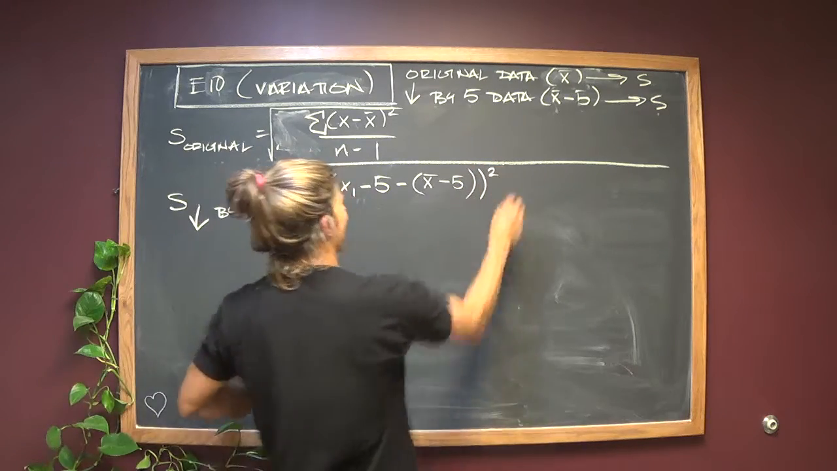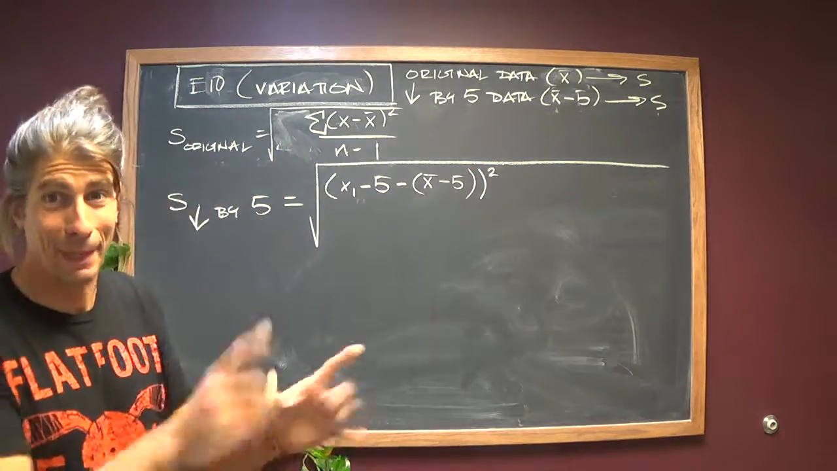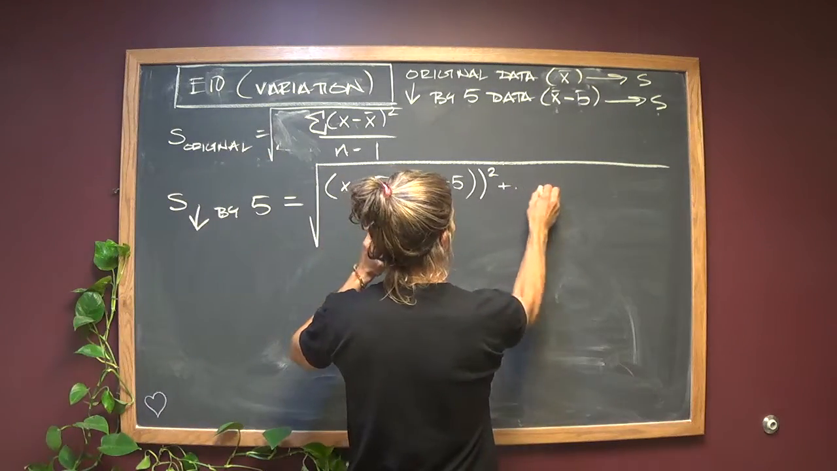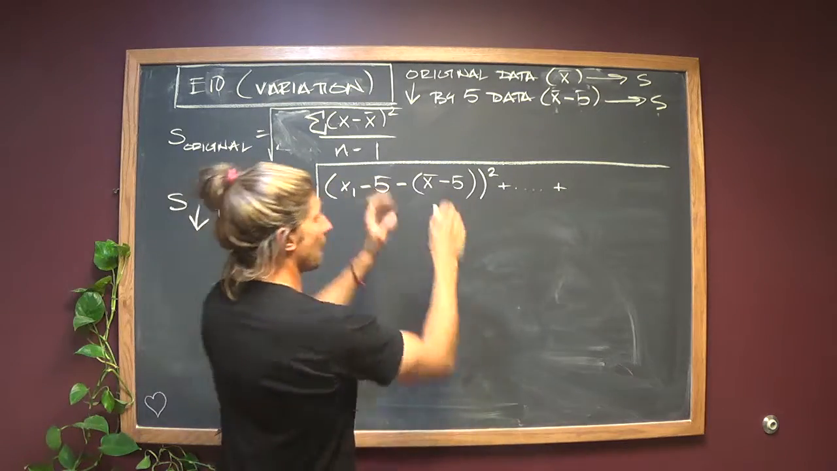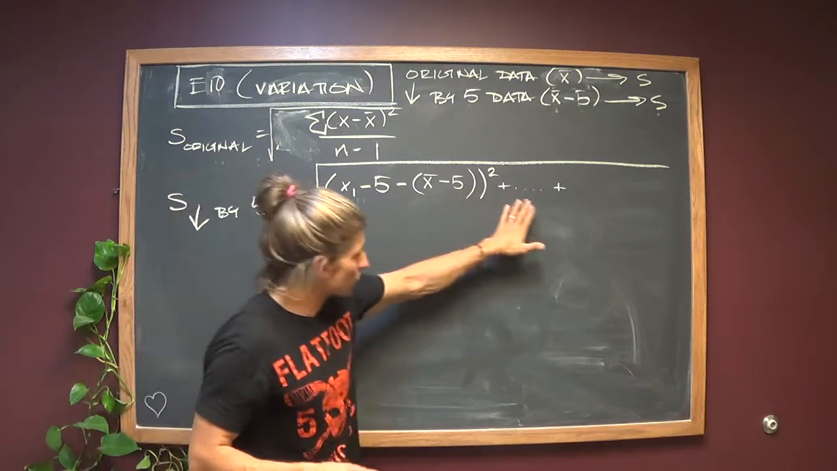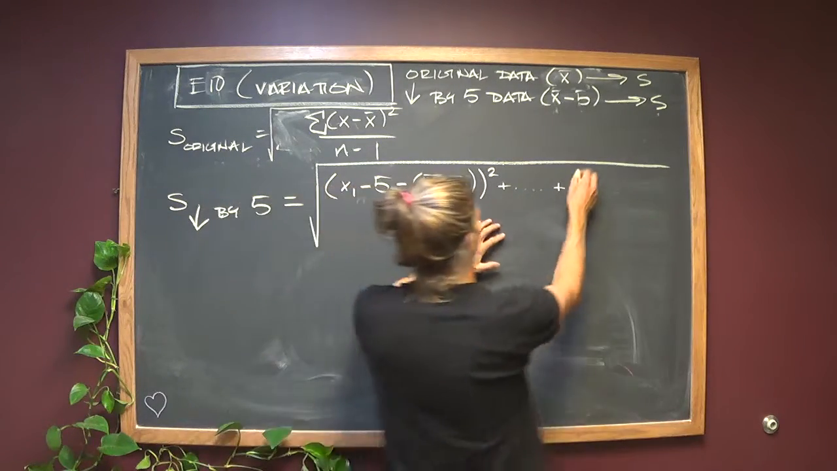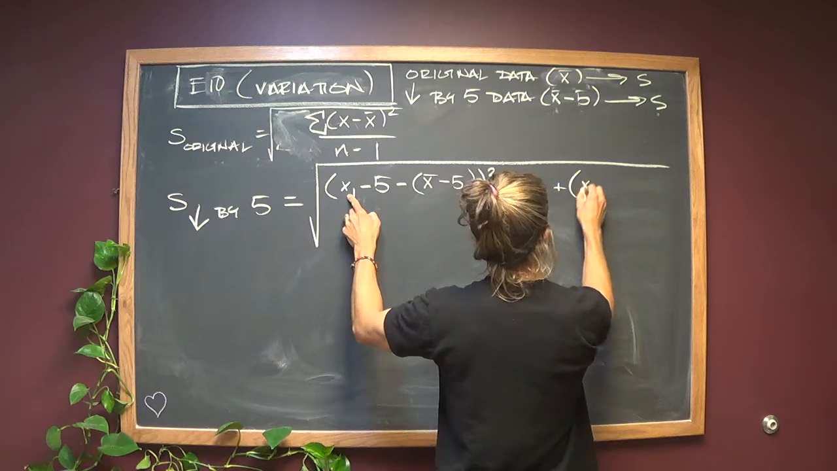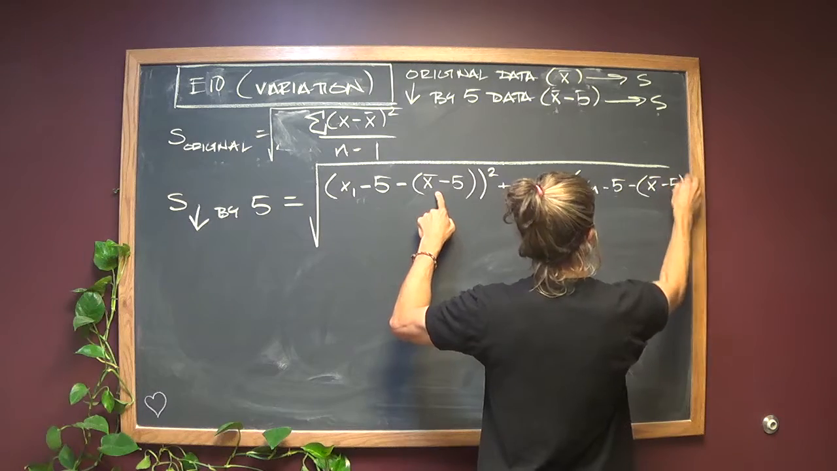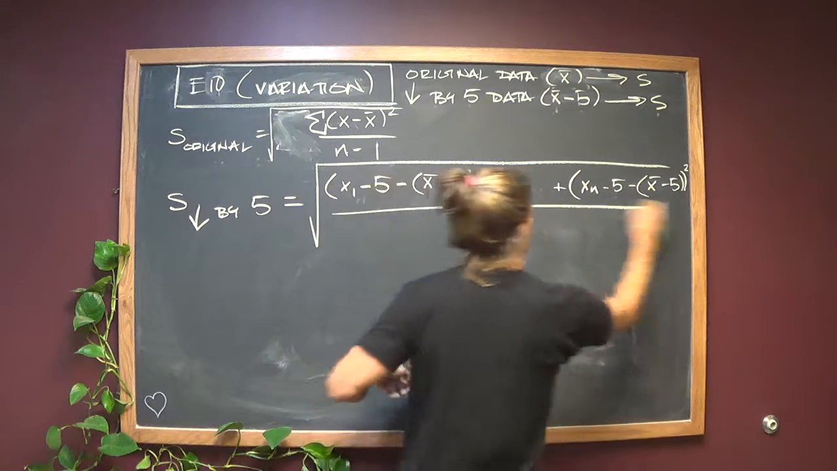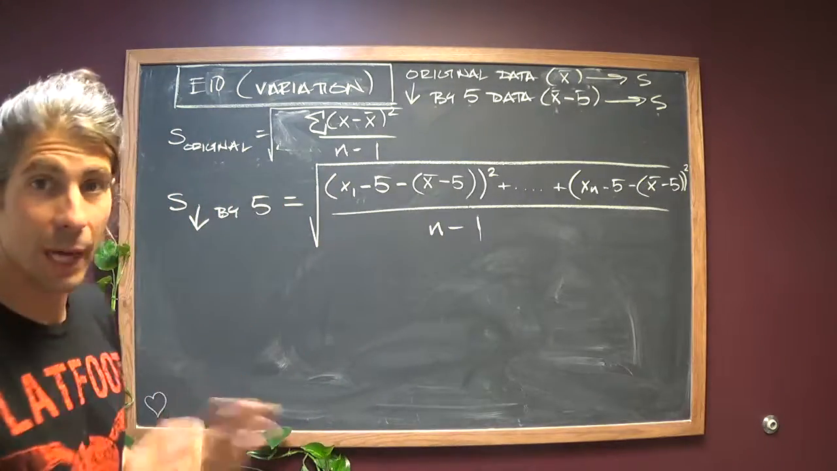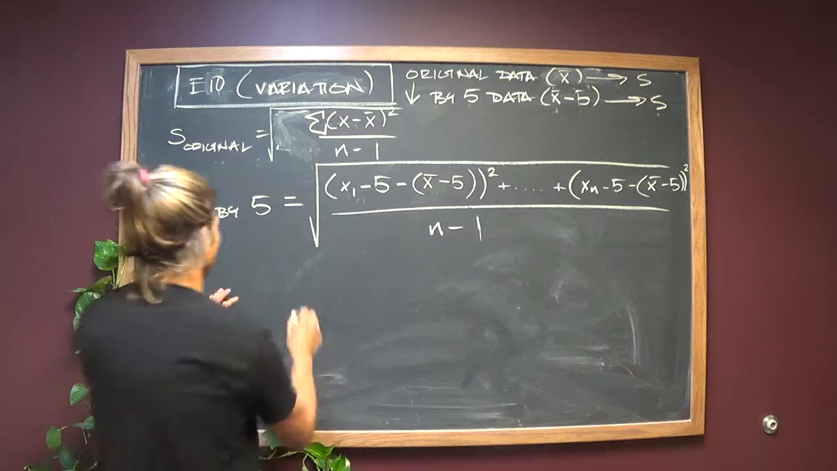Now, that looks like a lot. And it is kind of a lot. But it'll collapse itself nicely. We also have to do that with every single other data value. I have to apologize, the board I have to write on is not all that big. So we're just going to say dot dot dot for all the other data points all the way down to the last one, which is x sub n minus 5 minus x bar minus 5. All squared and all over n minus 1. Now this looks absolutely god-awful, but check this out, it's not so bad.